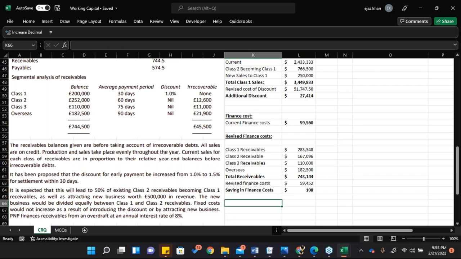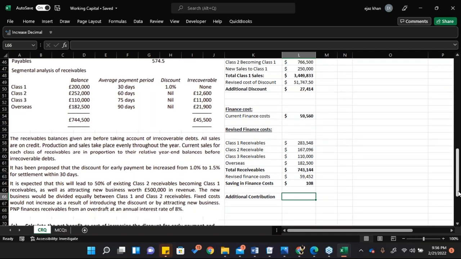Okay. Now let's talk about the additional contribution figure. Because of this policy, we are increasing our sales revenue by 500,000. And with this increase in sales, there will be additional contribution, right? And what is the additional contribution? For that, we need to calculate the current CS ratio, the contribution to sales ratio.